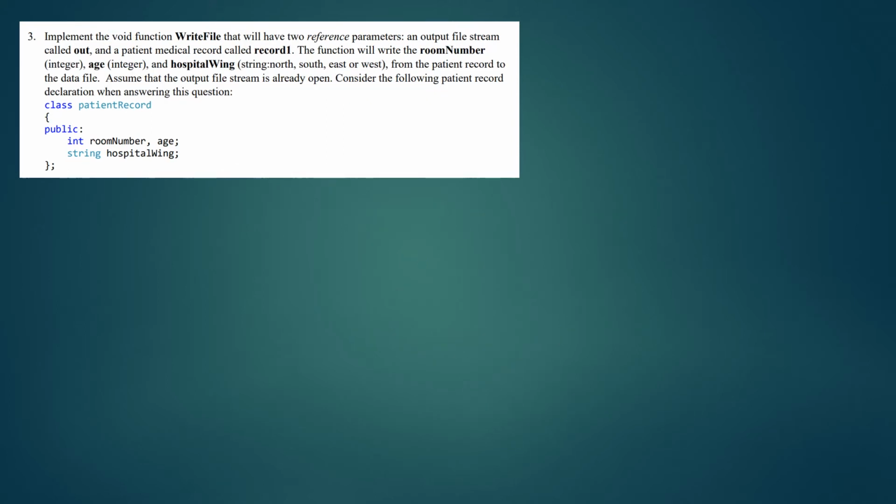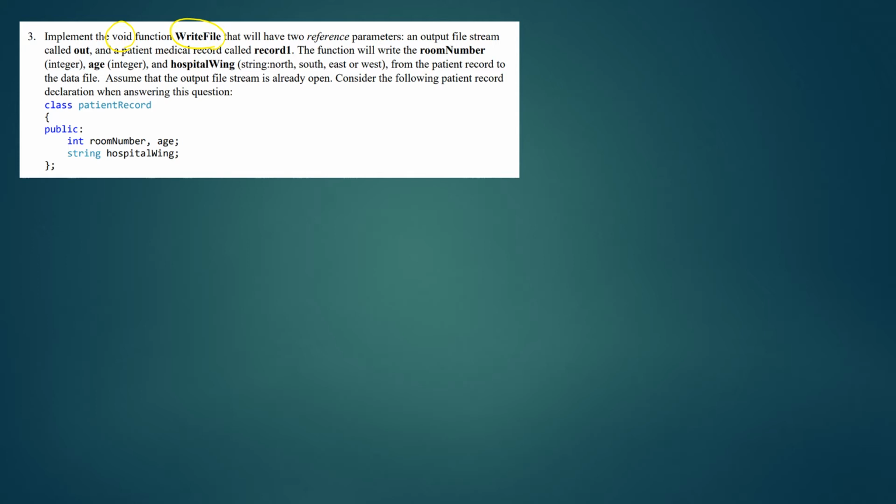Question 3. Implement the void function called write file. So this function is a void return type, but you're going to write to a file, and you're going to use the same patient record. It's going to have two reference parameters, an output file stream called out and the record called record1. The function will write all of the room number, the age, and the hospital wing into the data file, and you can assume that it has already been connected.